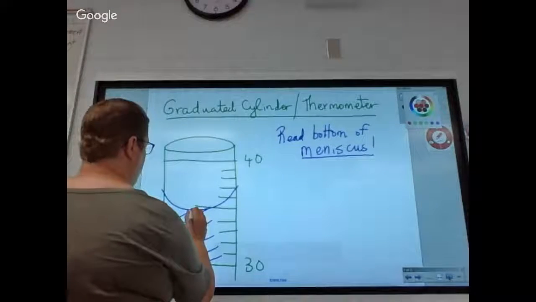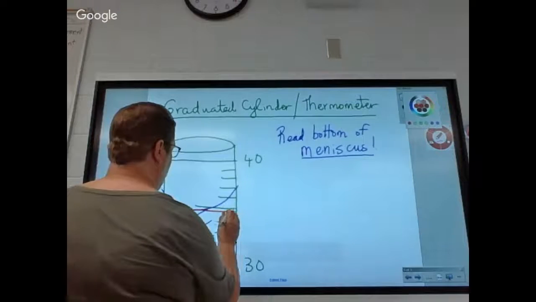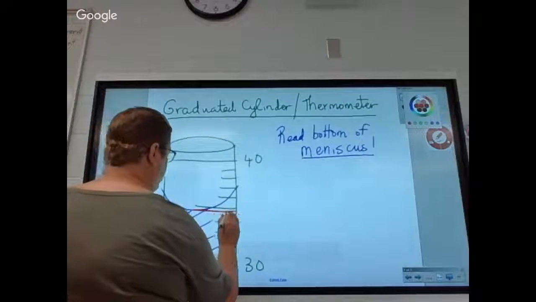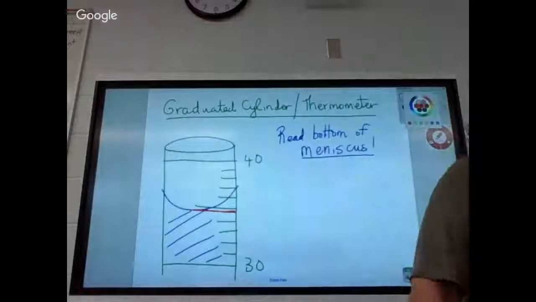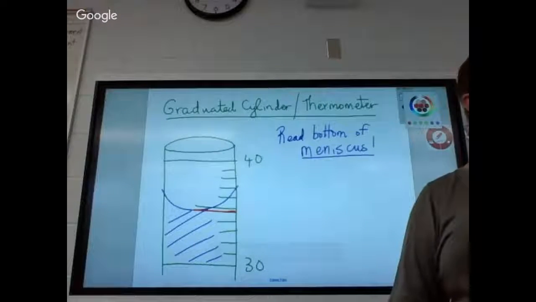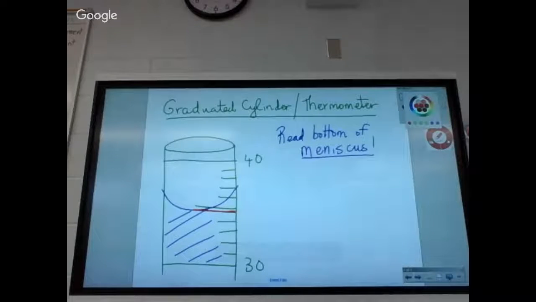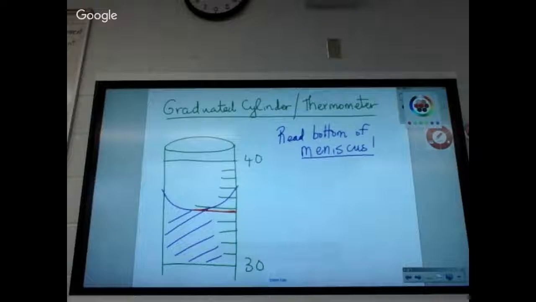So, you've got to be level so you can see where the bottom of the water is. You can't look down on top of it. You can't hold it up in the air so it's crooked. You've got to squat down where you can see it so you can see it flat. Okay?